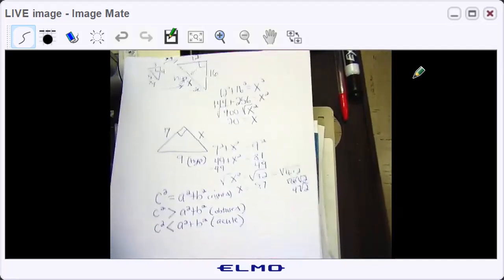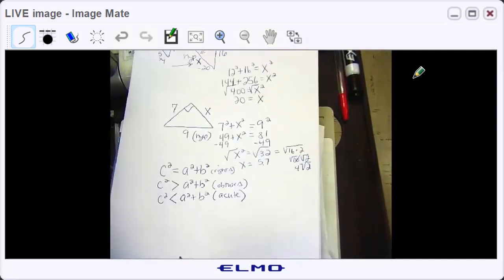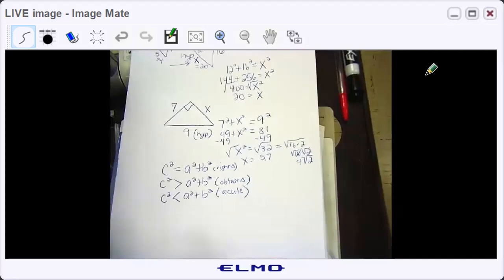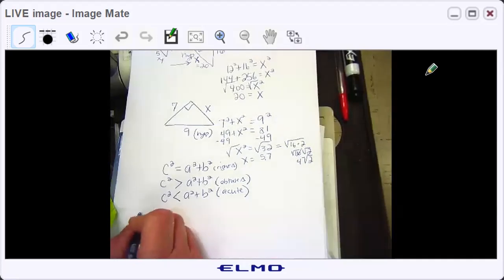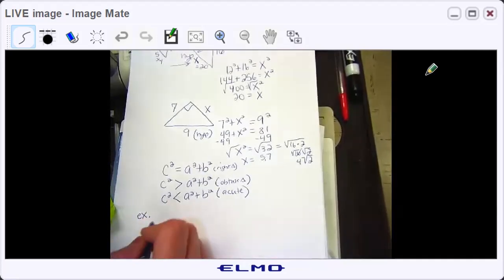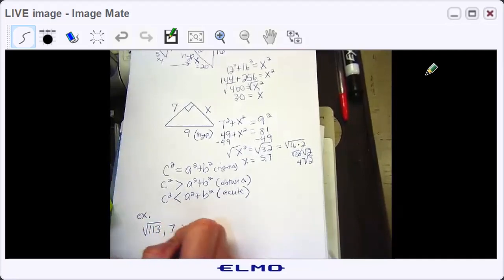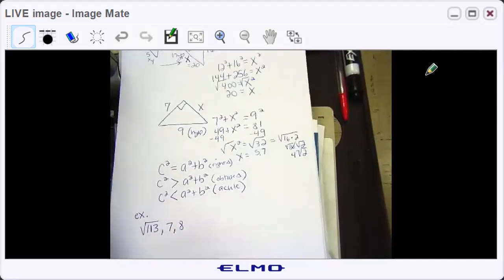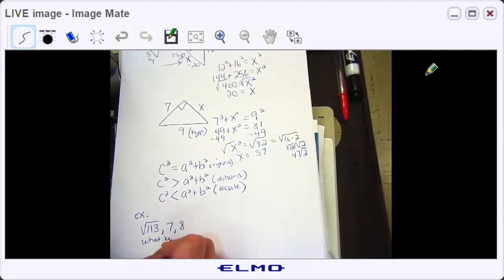So knowing about the Pythagorean theorem can not only help you find missing sides, but it can help you determine if something is a right triangle or not. Let's look at a couple of examples of that. Okay, so if I give you a triangle, I'm not even going to put these on a right triangle. I'm just going to list them out. If I say the square root of 113 and 7 and 8, and the question is going to say, what kind of triangle?